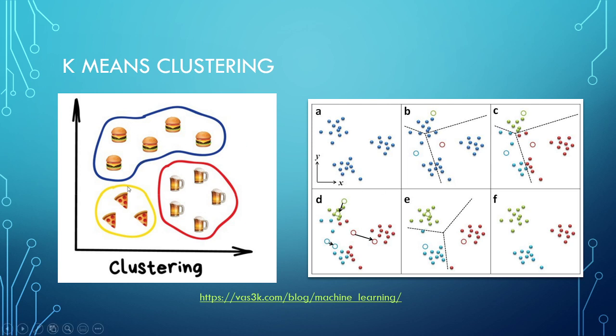Over here we have burgers, pizza, and beer. Again, the idea is you dump all these data points into a bin, and then the ML looks at it and tries to understand the things that are the same for the data points, and then divides them up into the different bins.